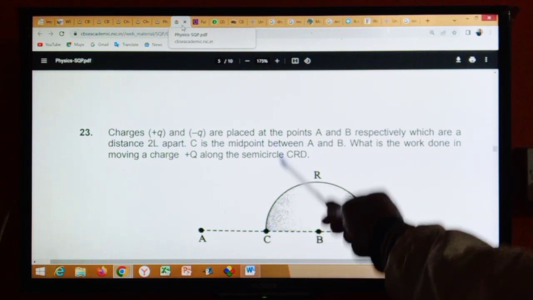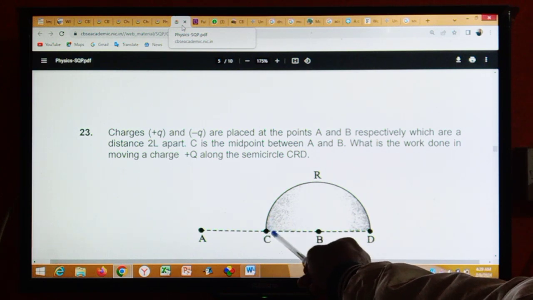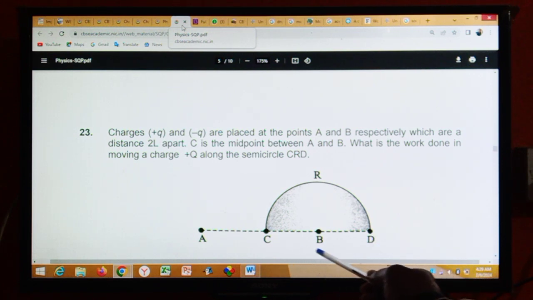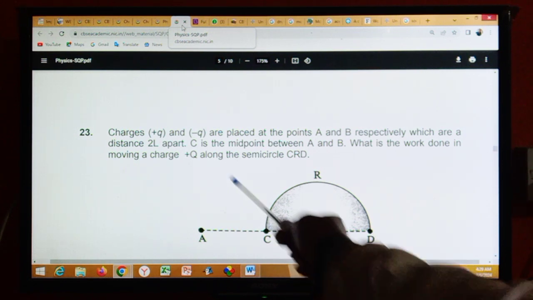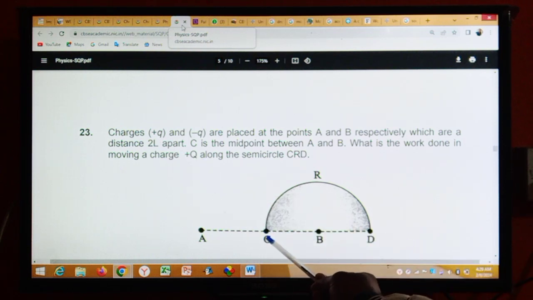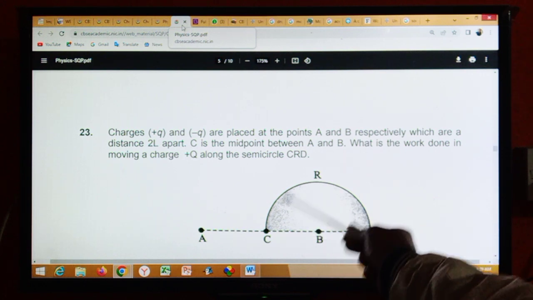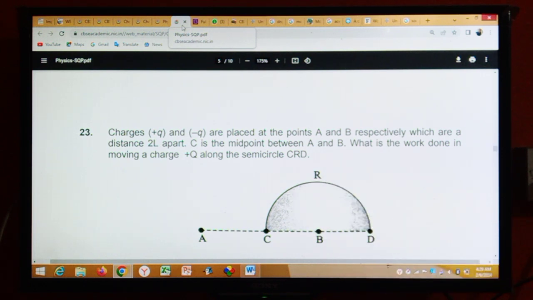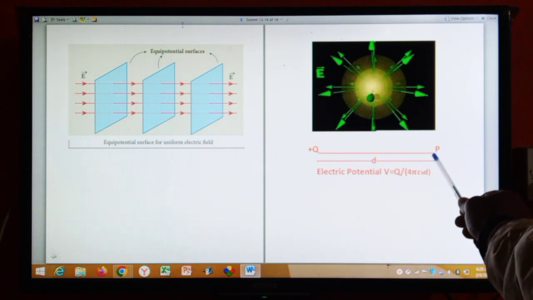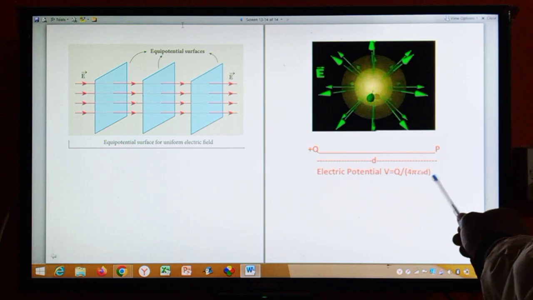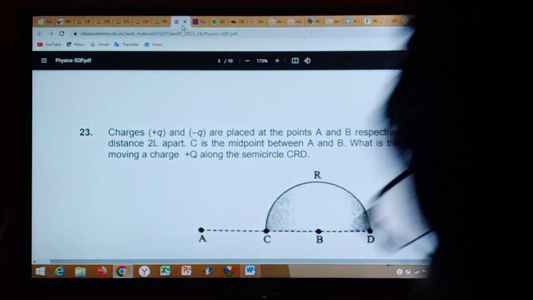Correct? So what will we do in this particular problem? We will find out the net electric potential at point C, and then the net electric potential at point D, and then we will take the difference and multiply it with this particular charge plus Q, which has to be taken from this point to this point through semicircle CRD, and that will be our answer, right? So we need to apply the formula that we have studied. The electric potential at point P can be calculated by the formula V is equal to Q upon 4 pi epsilon naught D. Okay.